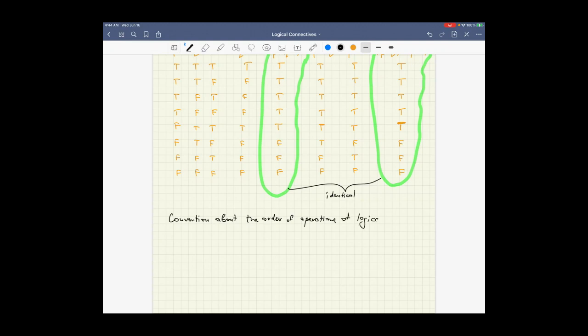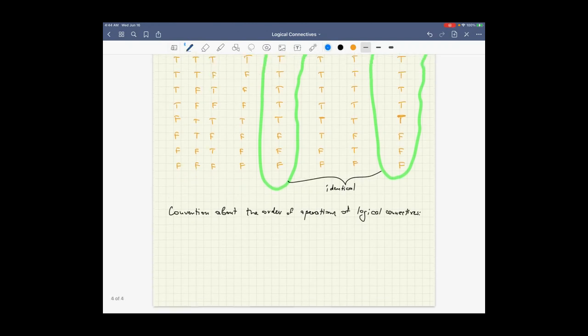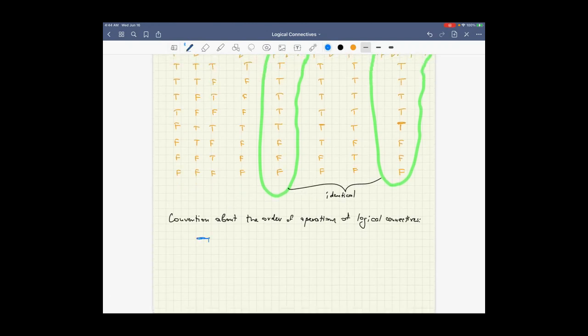Of logical connectives. The order of priorities is the following. First negation, then disjunction, then conjunction, then conditional or implication, then biconditional.